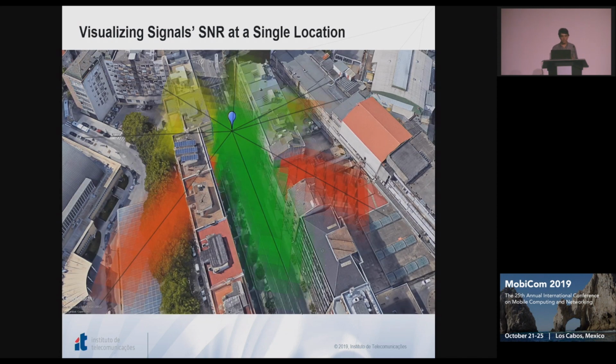So showing just a simple example, this is taken from our data set, which is a single position of a user in the street. The user is viewing 8 satellites, and we represent the signal strength as the color. So you can clearly see that the signals crossing buildings are much more attenuated than the ones going alongside the road.